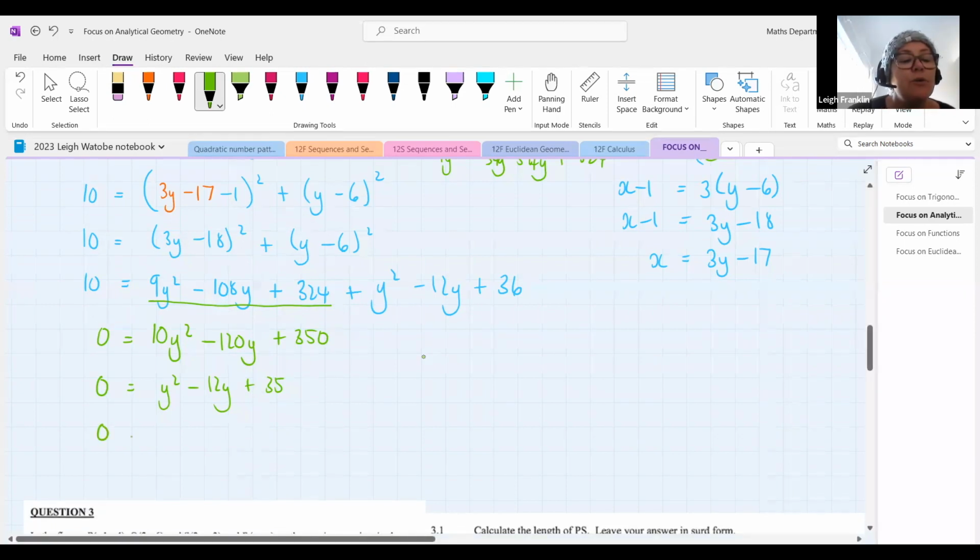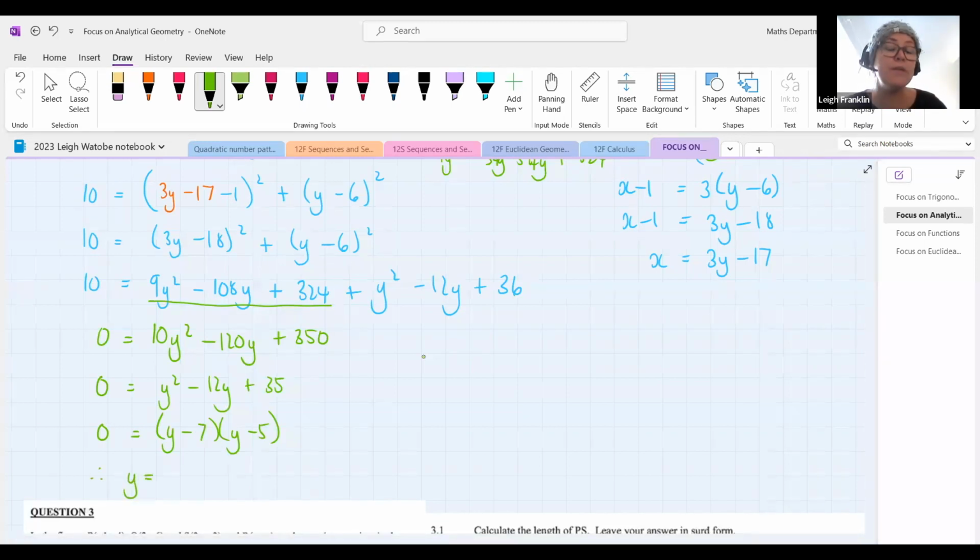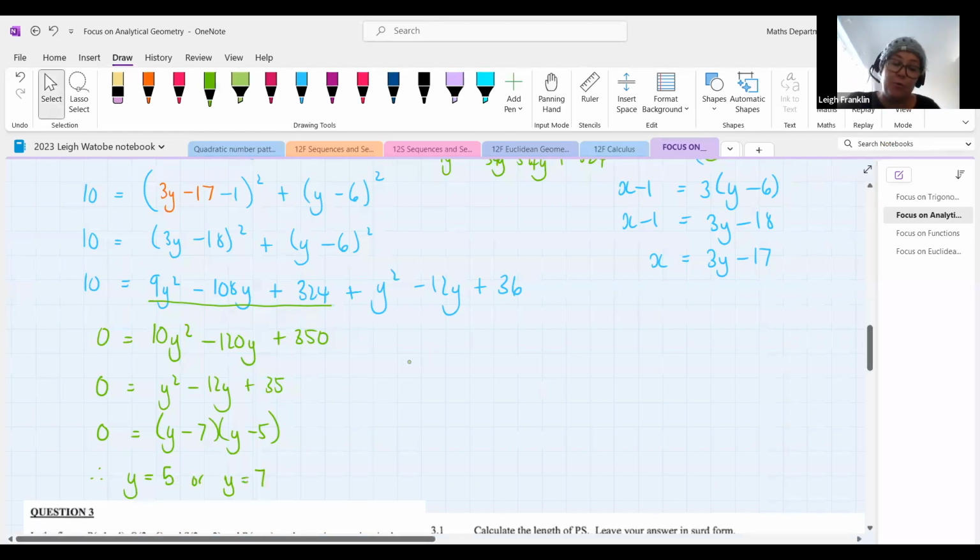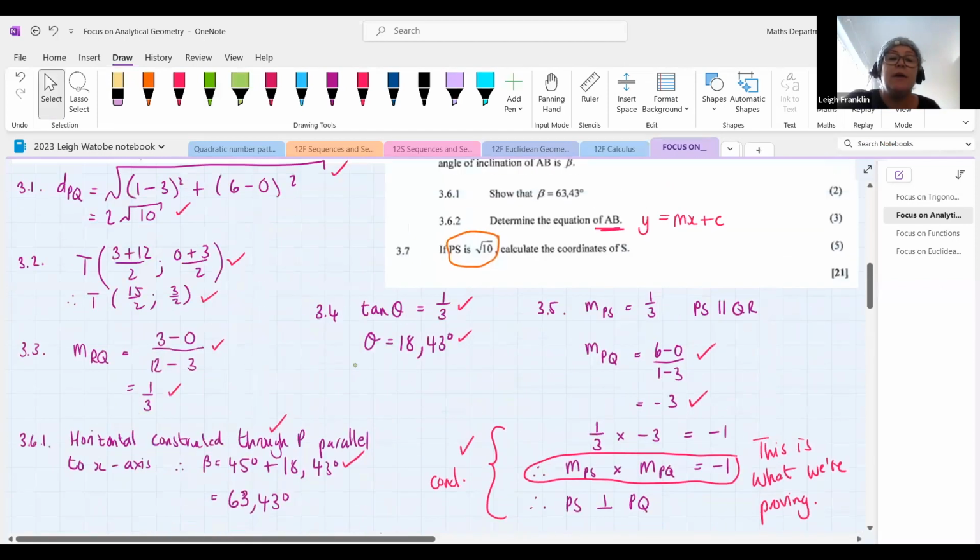So two numbers that multiply to give me 35 would be 7 and 5. If I use minus 7 and minus 5, I'm going to get the minus 12 in the middle that I want. So now I have two solutions, of course, because it's a quadratic that I'm solving. So either y is 5 or y is 7. It can't be both in this situation.